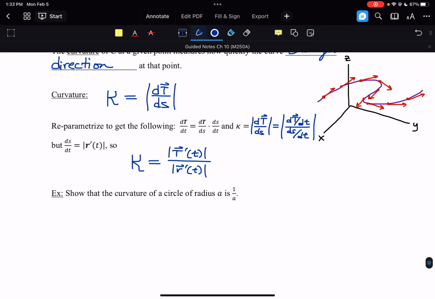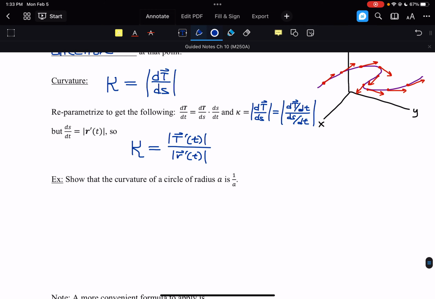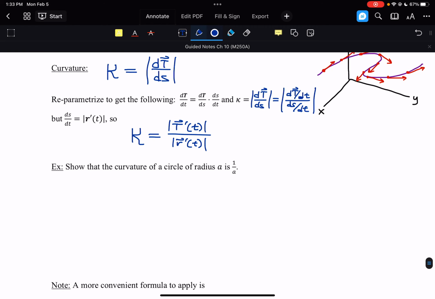So, for example, we're actually going to do a little bit of a proof here. Show that the curvature of a circle of radius a is 1 over a. All right. So the curvature problems, a lot of times they're just accumulation of pieces problems. So we need to start with r of t, and we need to get all of the pieces and put them into the formula in the proper places. So the parameterization for a circle of radius a is a cosine of t i plus a sine of t j.